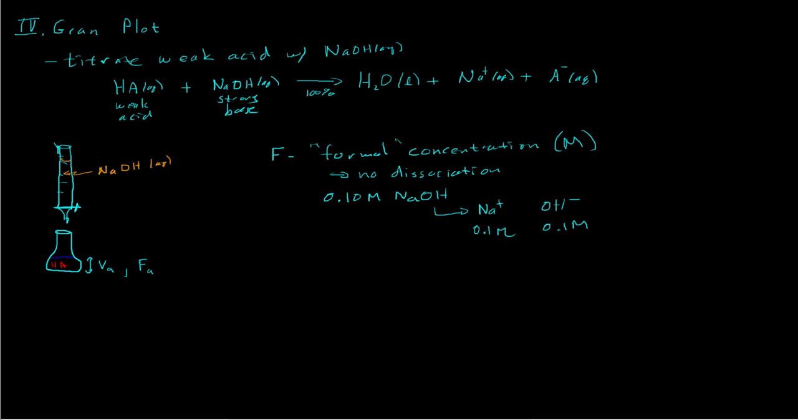Basically, it's just like molarity, but we're going to not consider the fact that, say, a weak acid might dissociate a little bit. So you'll have some HA that's undissociated, and then you would have some A minus that is dissociated. We're just going to lump all those together and think about that molarity. So similarly, our base is going to have some sort of concentration. We'll call that F sub B for the formal concentration of our base, our sodium hydroxide.